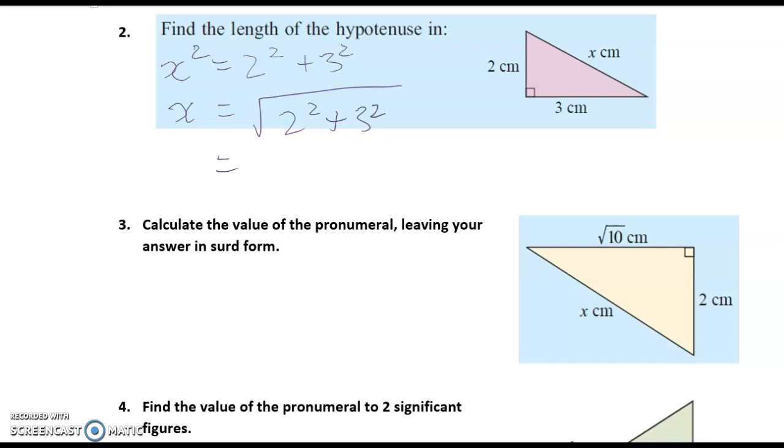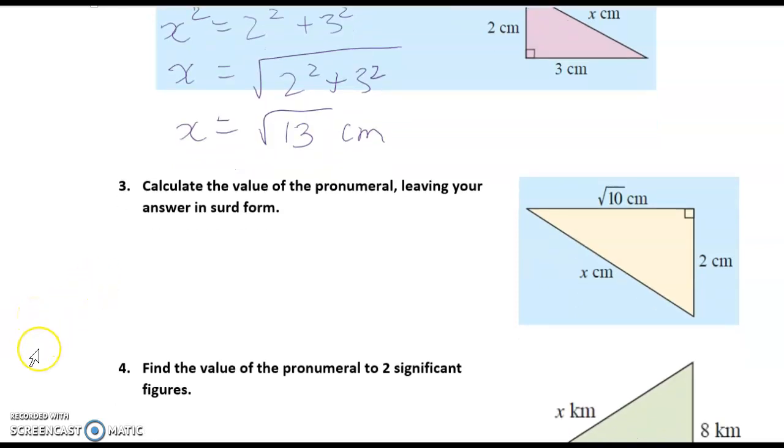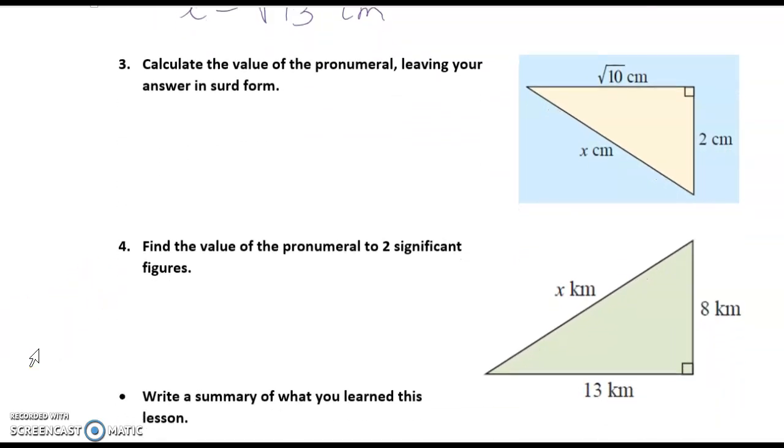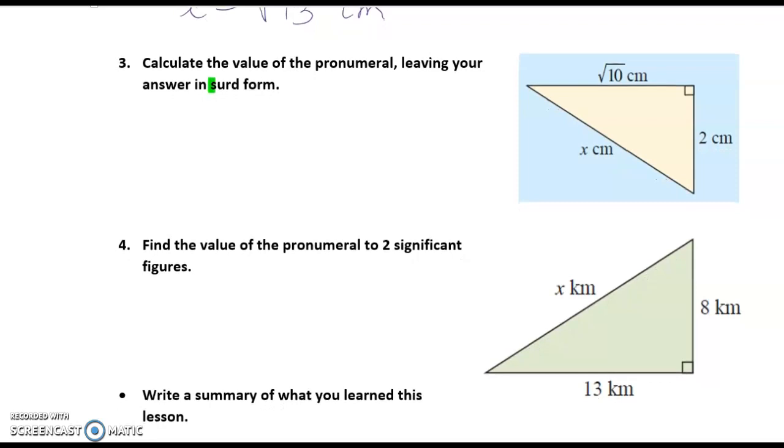Now, I know that 4 plus 9 is not a square number. It's going to give me the square root of 13. So I'm actually just going to leave it like that in exact form or surd form. We call this surd form or exact form because the minute I type it in my calculator, it becomes more inaccurate. So I leave it like that.